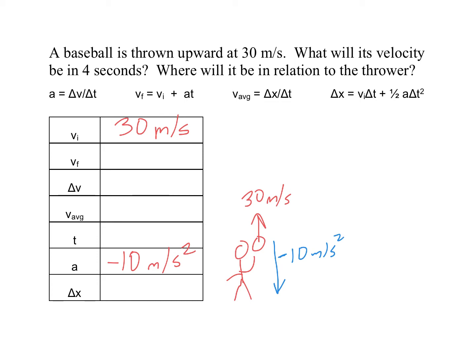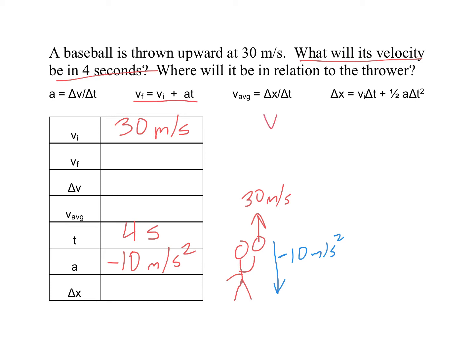And in this case, it wants to know where it'll be 4 seconds later. There's nothing special about that 4 seconds. It's just we picked 4 seconds out of the air. That's what it wanted to know about. So what will its velocity be in 4 seconds? How do I approach that? I can use this equation if I like.